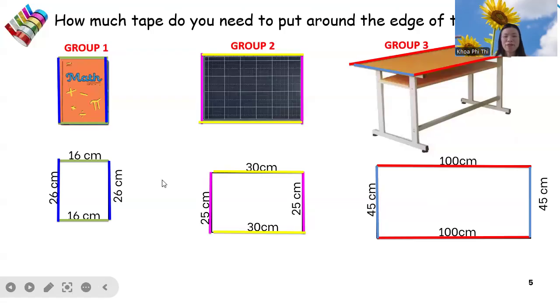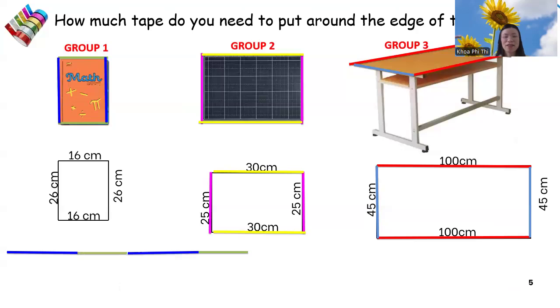Wonderful. You seem to have your answers. Tell me how much tape you need. Group 1 first. How much tape do you need to cover around the book? What is the length of the tape? Here's the tape. How long? 84 centimeters. How did you do that? How did you find out the length of the tape while covering the book?